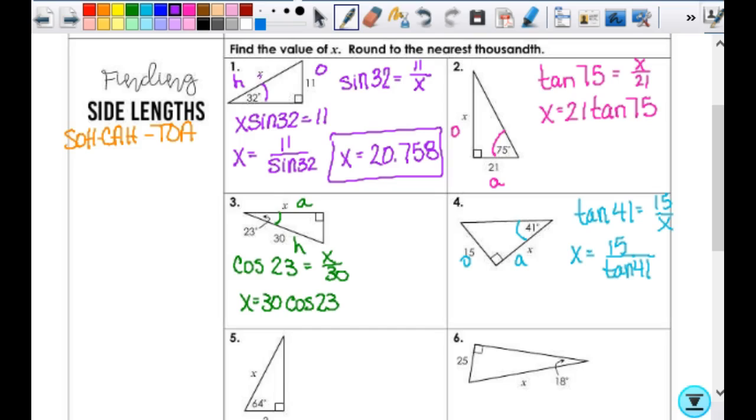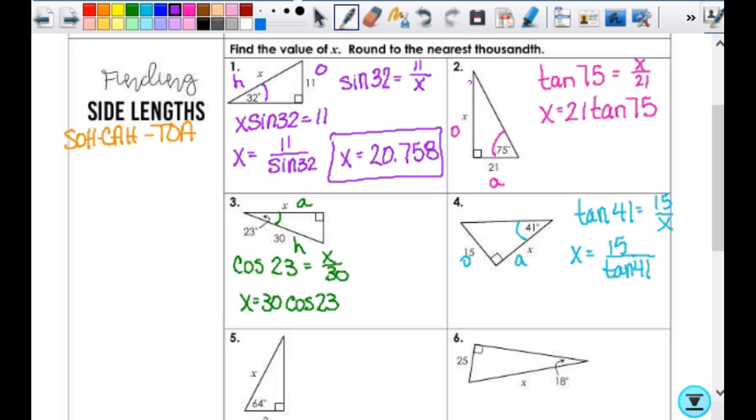What is something you can tell me about x? Okay, it's greater than 21. Why? Because it looks like it? Can we go with that? No. Because 75 is the bigger angle. If this is 75, what's the measure of this angle? 15, right? So the bigger side is across from the bigger angle. Don't go by the way the picture is drawn because they are not always accurate. But since 75 is bigger than 15, then this side length has to be bigger than 21.